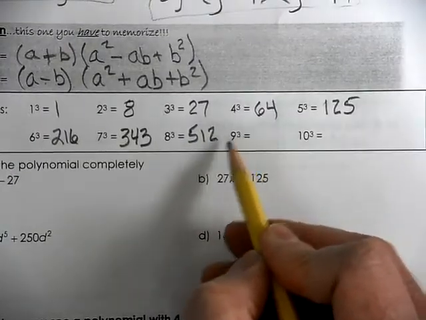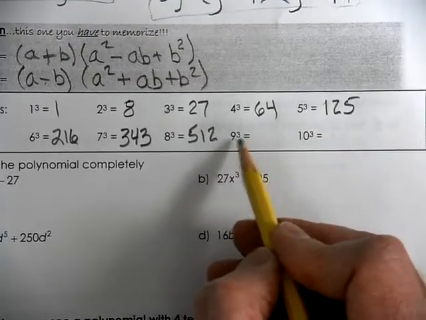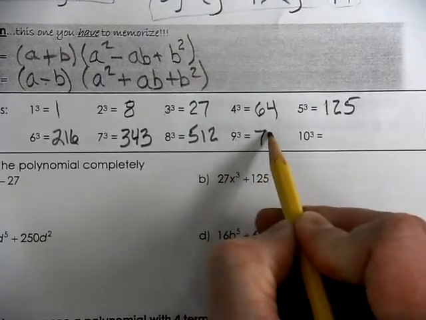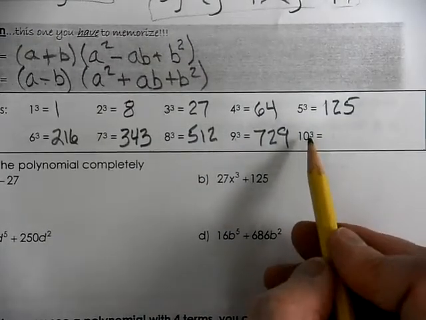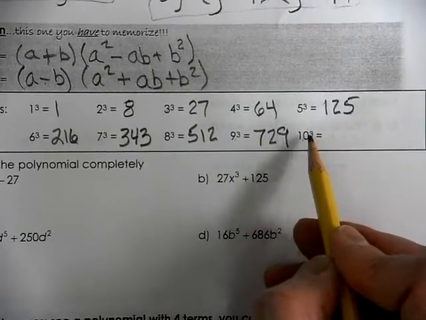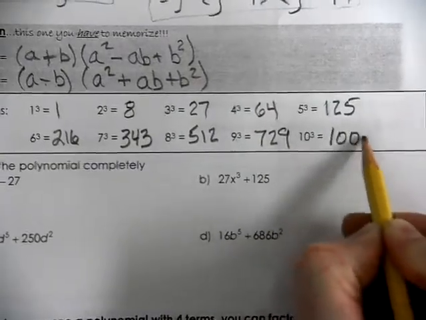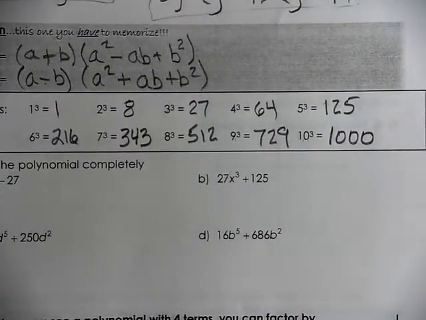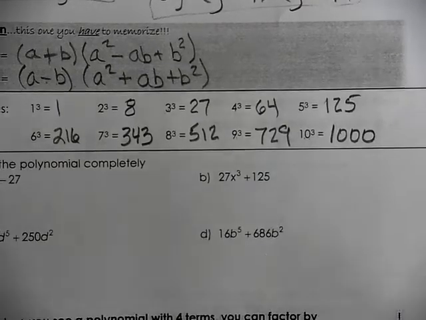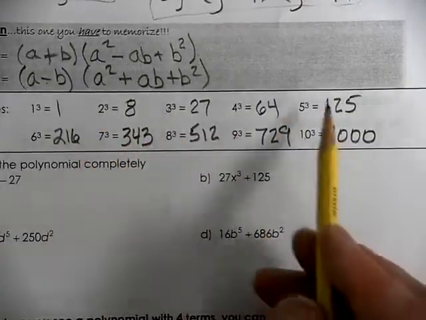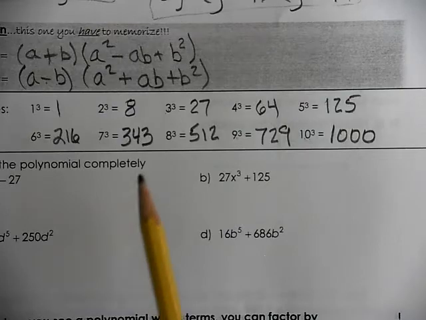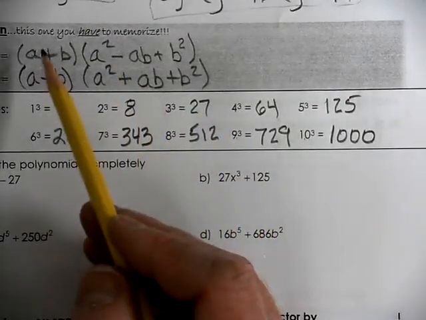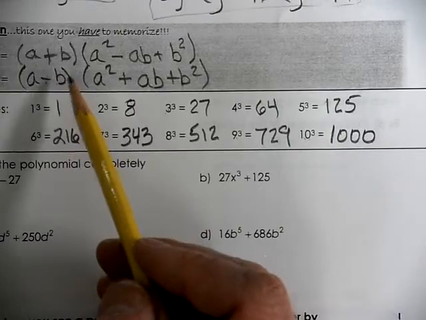9 times 9 times 9. 81 times 9. I know that has to end in a 9. So if I'm not mistaken, 729. And this one, 10 cubed, is going to have 3 zeros. So 10 cubed, 10 squared is 100, and another 10 of them makes 1,000. So these are the numbers that you want to recognize as being cube rootable. We're looking for these types of numbers, and then we can use these special rules for it.